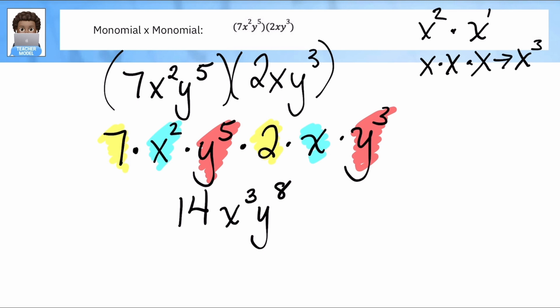All right, so hit pause so you can jot this down. And just remember, you're only multiplying the numbers together and the variables that are the same together. So you can actually see them. This is all we did. We multiplied these together, and we multiplied the x's together, and then we multiplied the y's together. But I like really spacing it out.